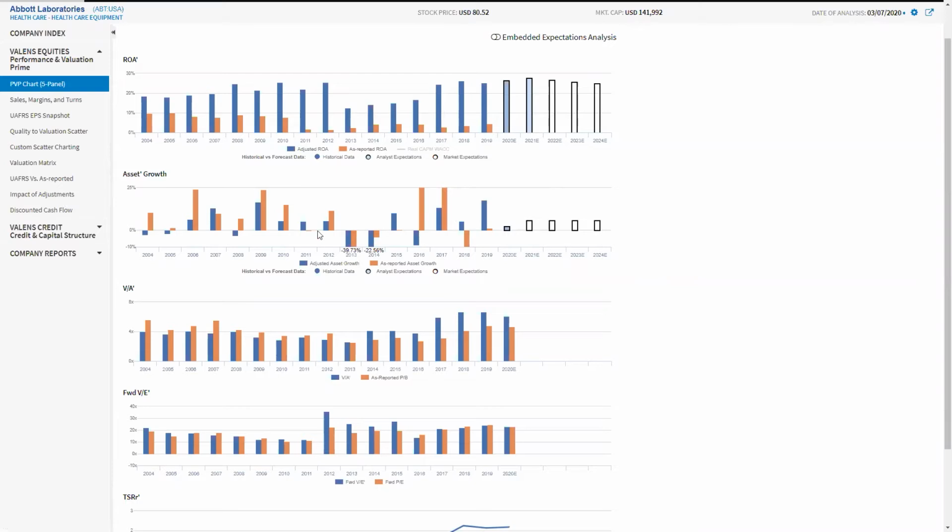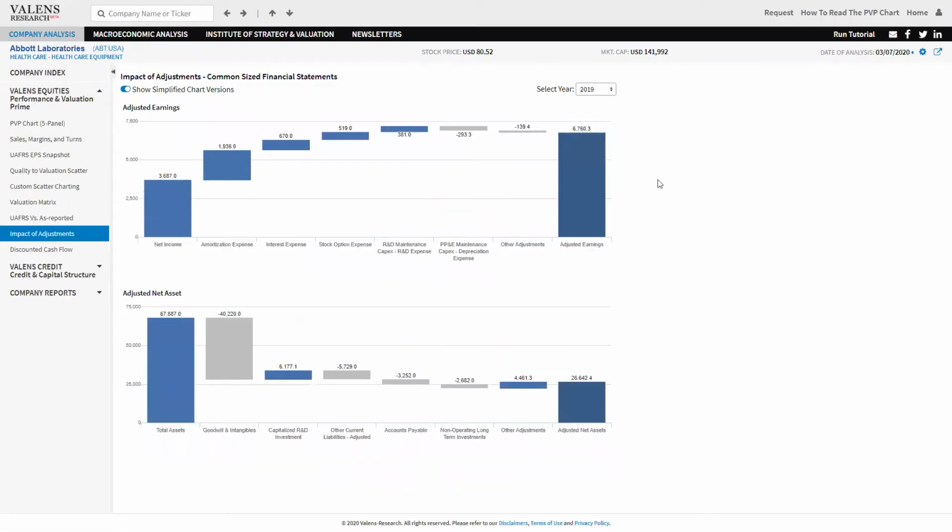It's a great question. One of the tabs that we give you access to on the Valens Research app, Uniform Accounting, is what we call the Impact of Adjustments tab. What this tab shows you is what are the material adjustments that we're making under uniform accounting to get us to what the real performance of this company is. For Abbott, there's a couple key ones on both the earnings side and the asset side, right? And our return on assets is earnings over assets. We just look at adjusted earnings and adjusted assets.